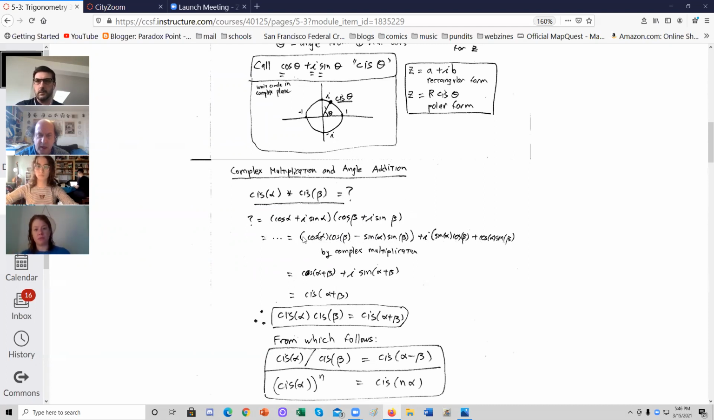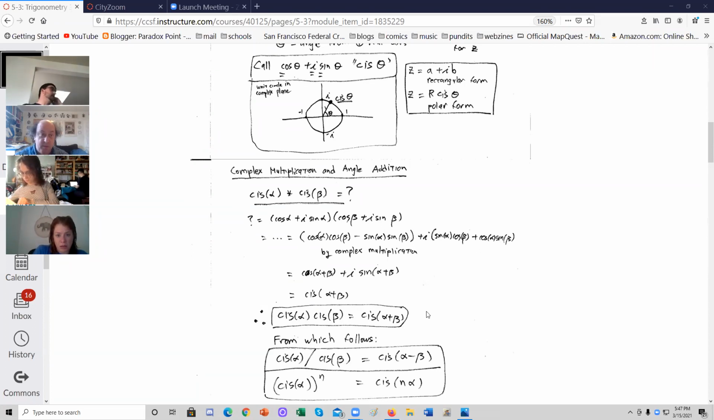Now this is none other than the angle addition rule for cosines. This is in fact equal to cosine of the sum, alpha plus beta. And similarly, this, by the angle addition rule for sines, is sine of alpha plus beta. So this is cos of alpha plus beta times i sine of alpha plus beta, and therefore it's cis of alpha plus beta. So cis alpha times cis beta equals cis of alpha plus beta.